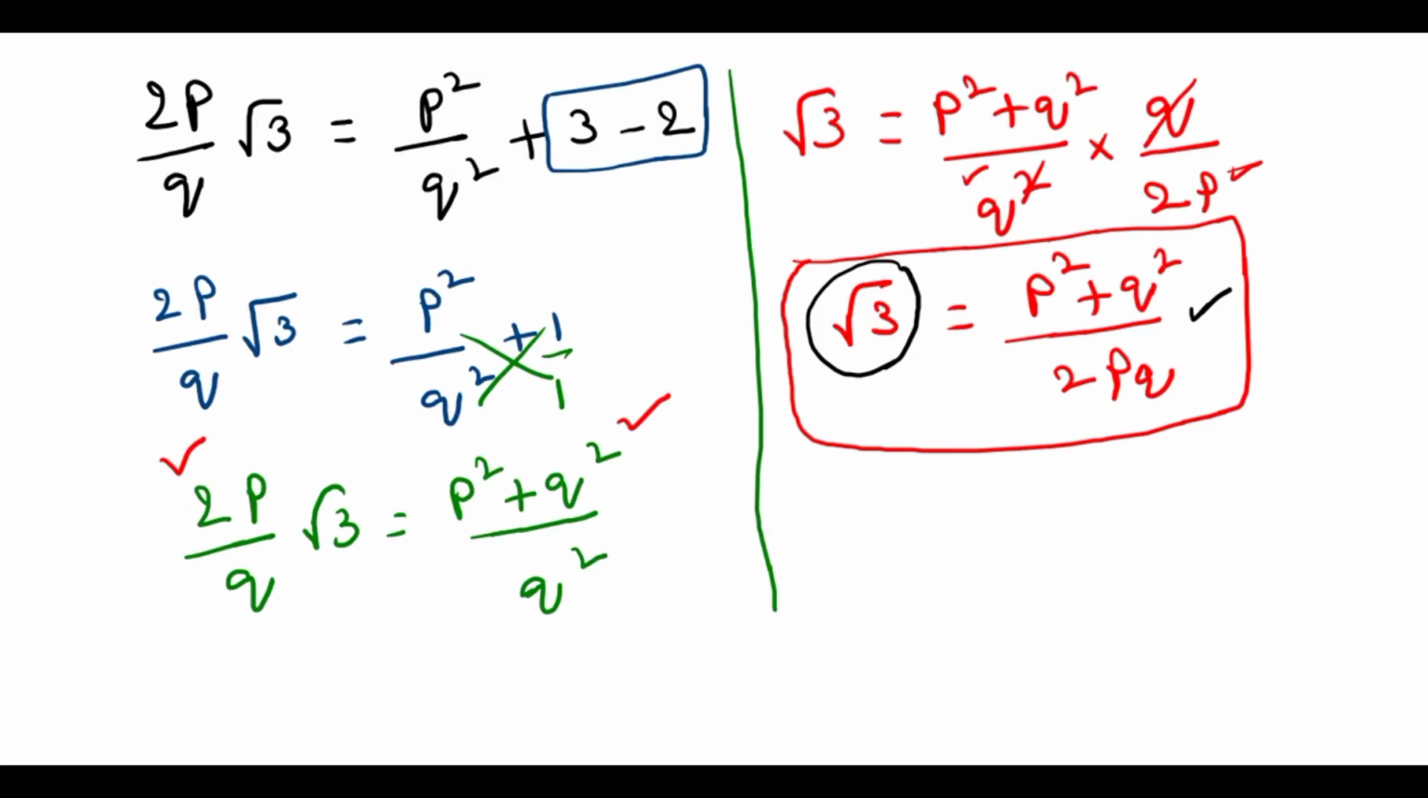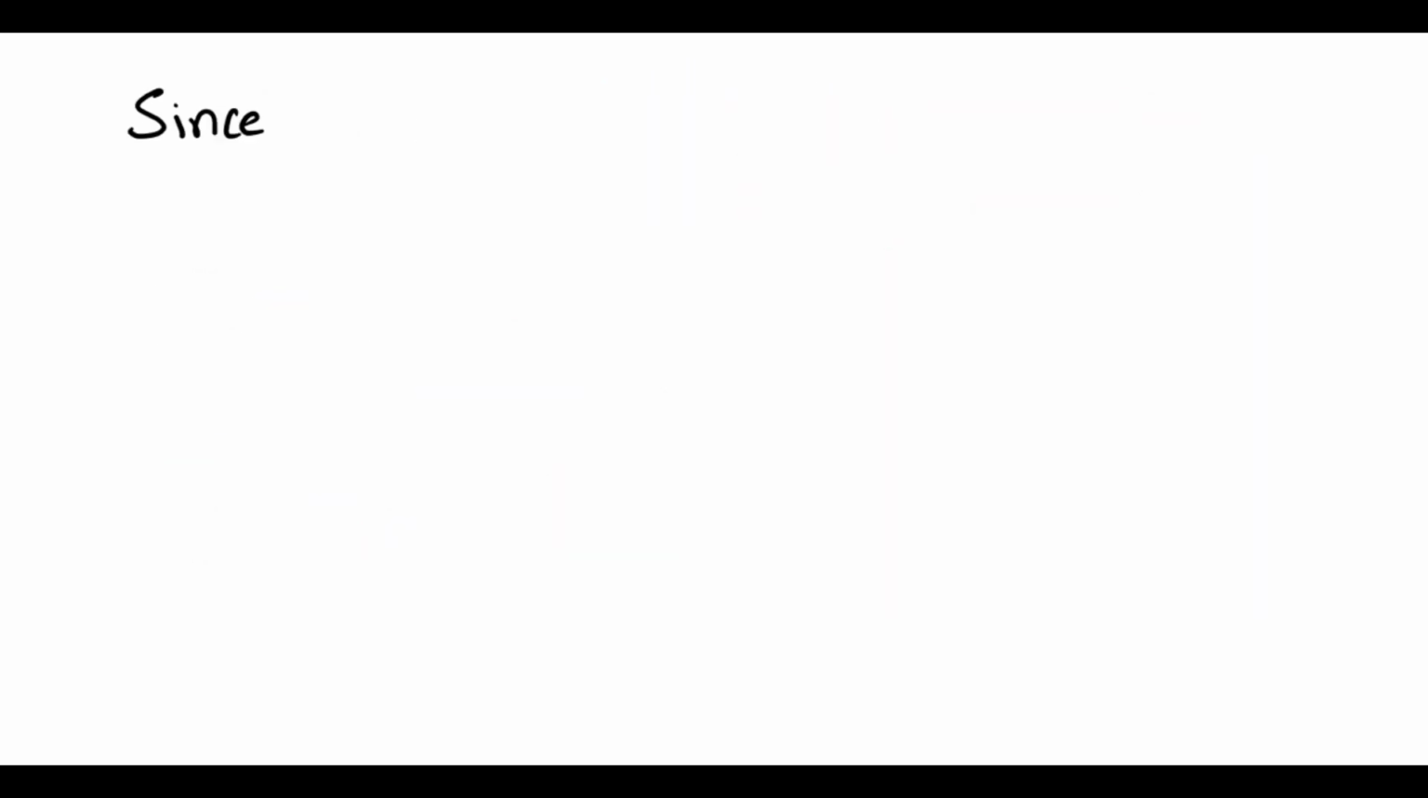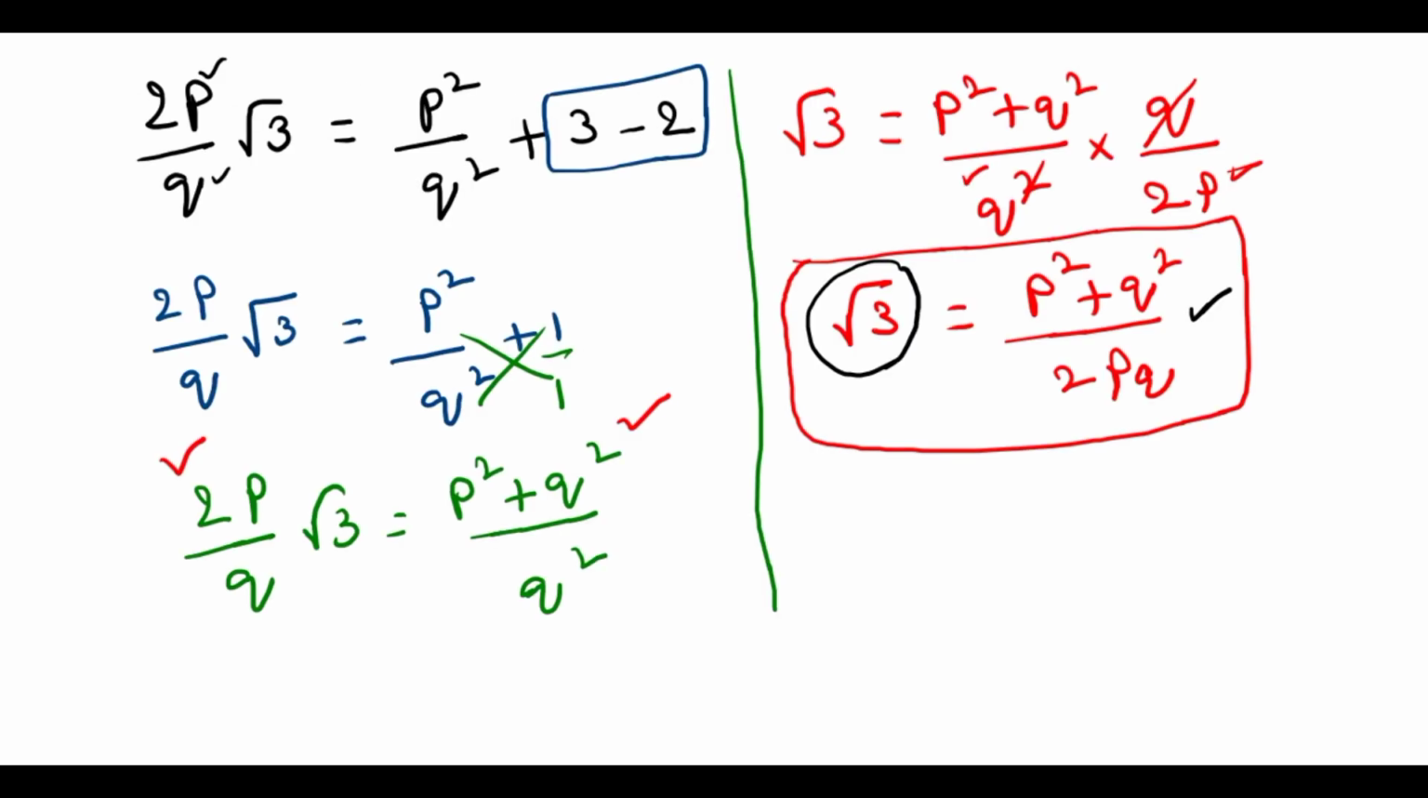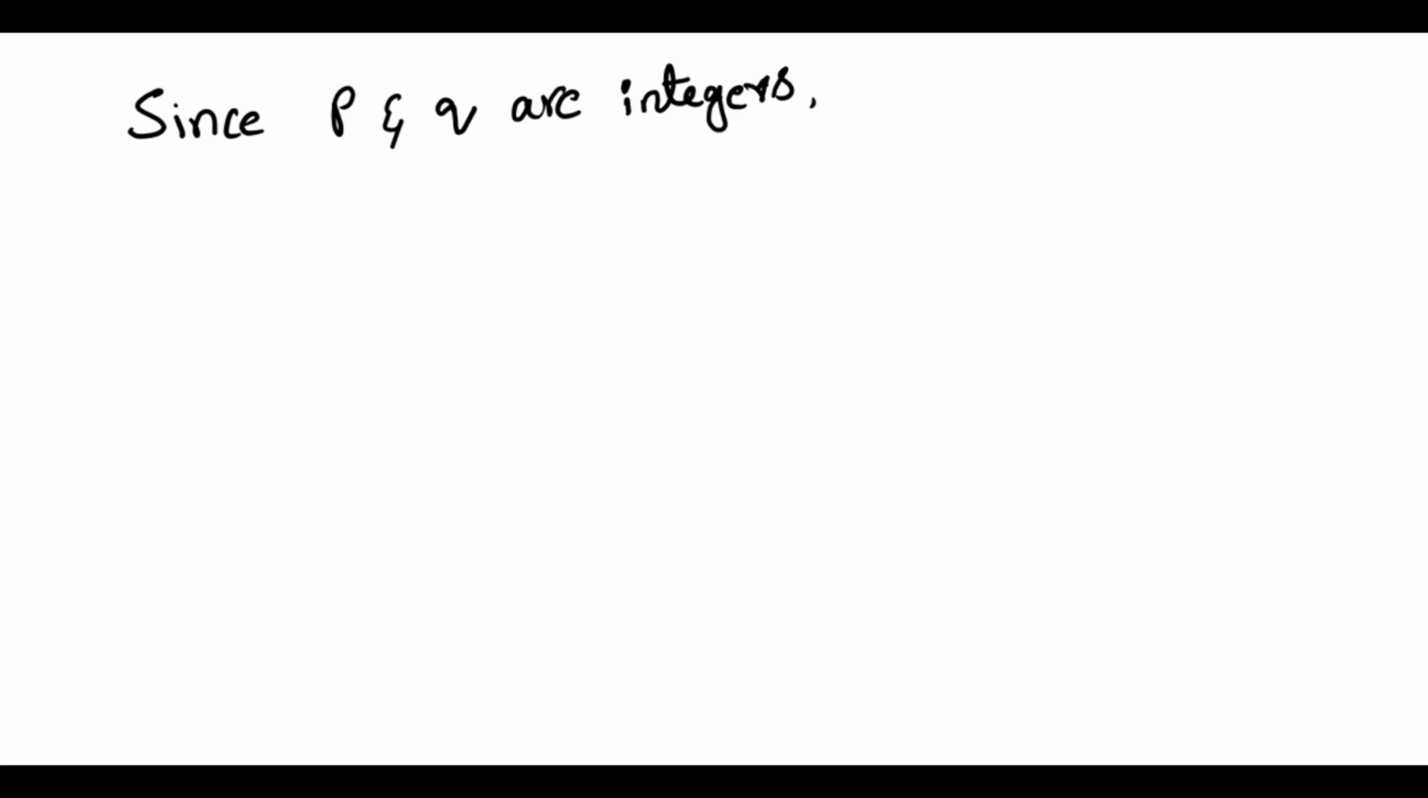Since p and q are integers, observe here, not a and b, sorry, p and q. So we have taken the p by q form, right? Since p and q are integers, that's the reason here we have p square plus q square by 2pq. P square plus q square divided by 2pq is what? Rational. This is a rational. Because the p by q form is there, that's the reason it is a rational number.